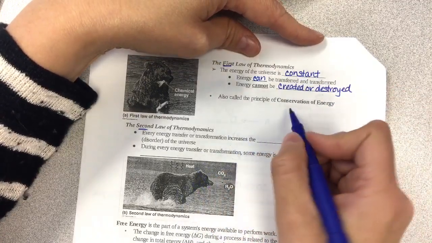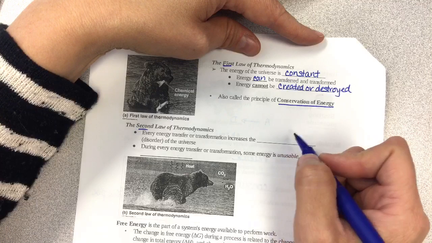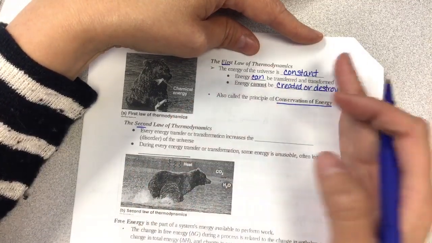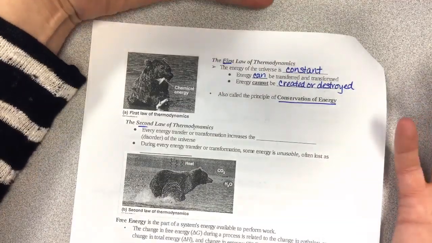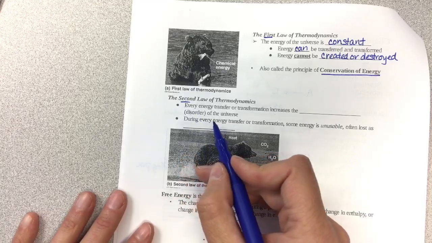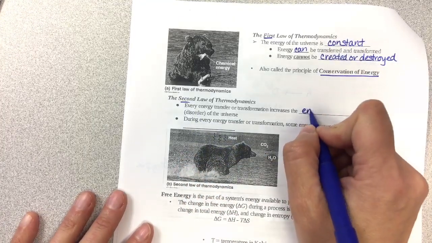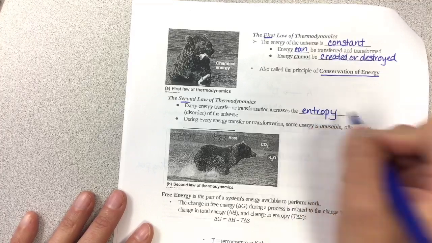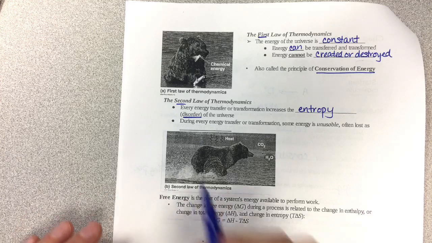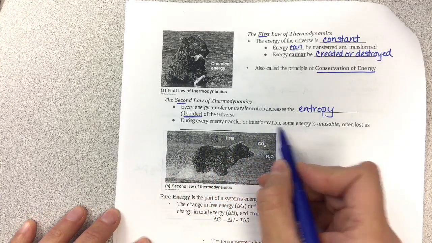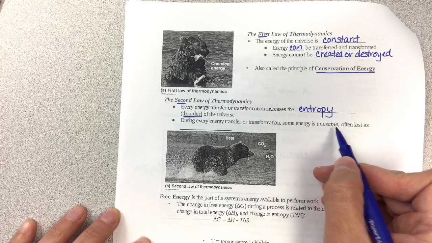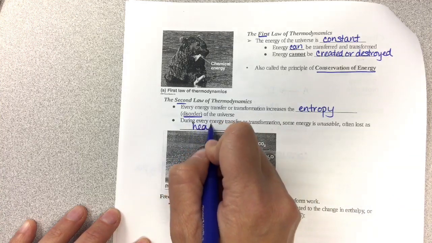Okay, that's also called the principle of conservation of energy, the first law of thermodynamics. So energy just gets transferred from one form to another, but it never disappears and you can't create it from nothing. All right, so the second law of thermodynamics: every energy transformation increases the entropy. Now this you've probably never heard of. Entropy is the disorder of the universe. So in every energy transformation or energy transfer, some energy is unusable, often lost as heat.